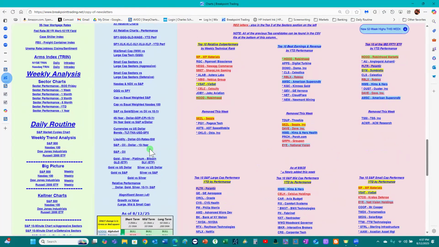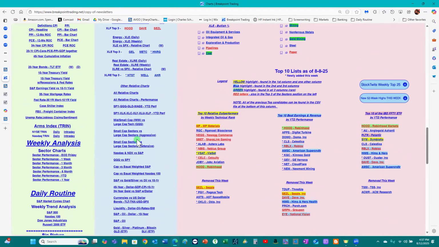Over here on the web page for subscribers in this blue column right here, there are some relative charts in here. And I want to show you the cap weighted versus equal weighted. So cap weighted is all of the large cap, basically Magnificent Seven, you could think of it that way. But all the largest cap stocks, and then we look at it versus equal weighted. In other words, giving all the large cap, big cap tech stocks the same weighting as every other stock in the index. And you'll see the difference here, and it's very interesting actually.